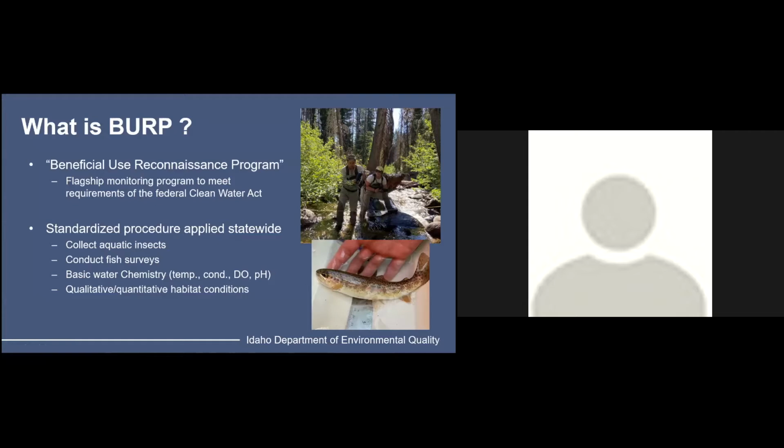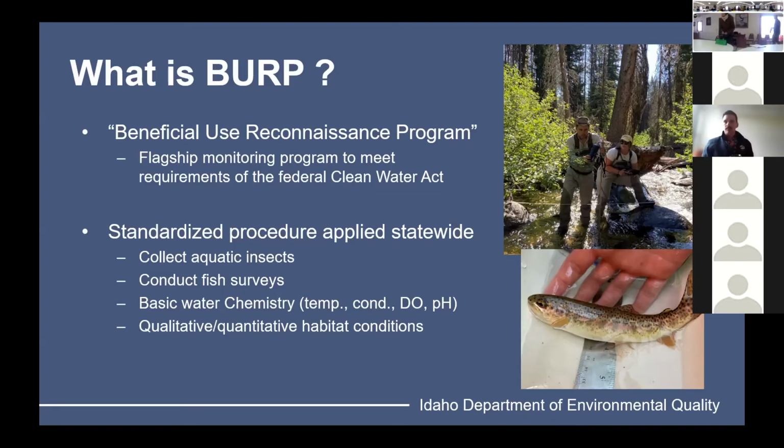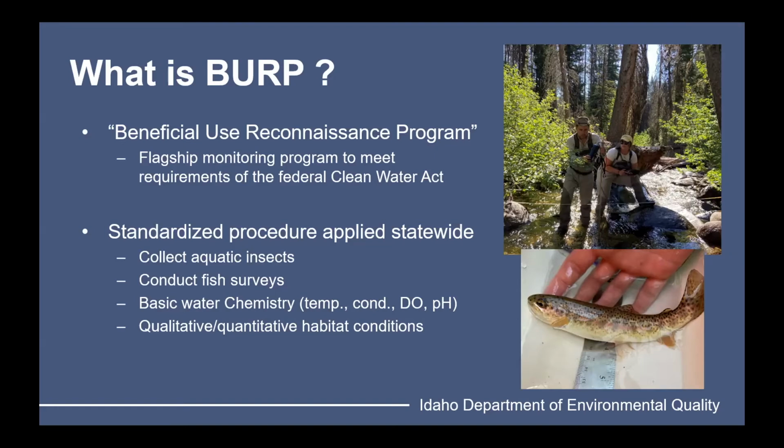Okay, so to get started, the most popular question, what exactly is BURP? I kind of explained what that acronym means, and this is essentially our flagship monitoring program that helps us meet requirements of the Federal Clean Water Act. So we need to assess the streams of Idaho for their beneficial uses. Beneficial uses are cold water aquatic life support, salmonid spawning support, primary and secondary recreation. So those are water bodies where ingestion of water could be likely by people who are recreating, swimming, or fishing. And then we've got a few other uses such as drinking water systems and wildlife habitat.